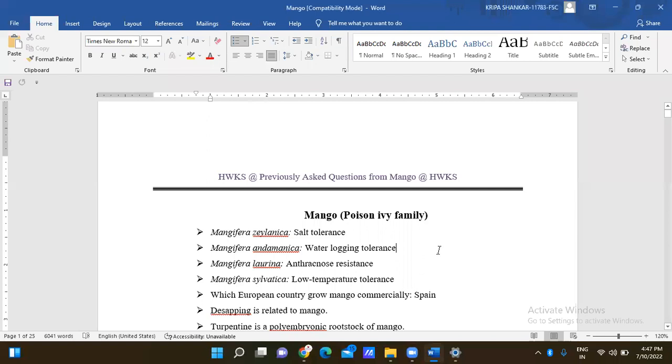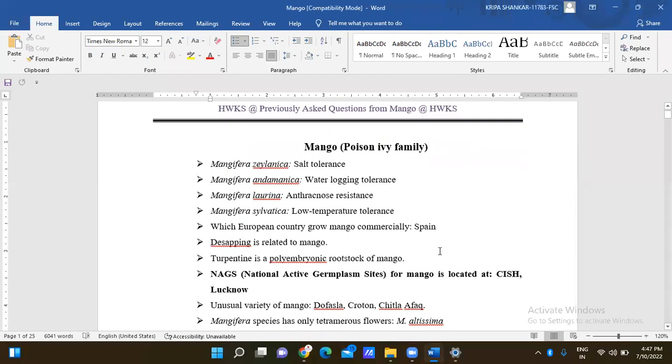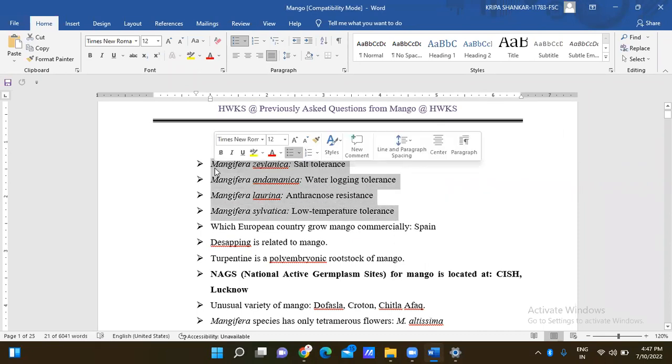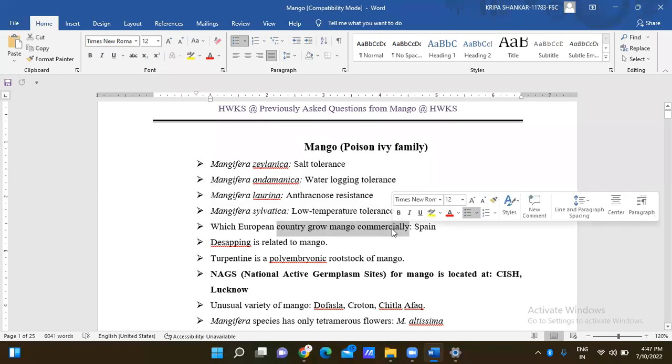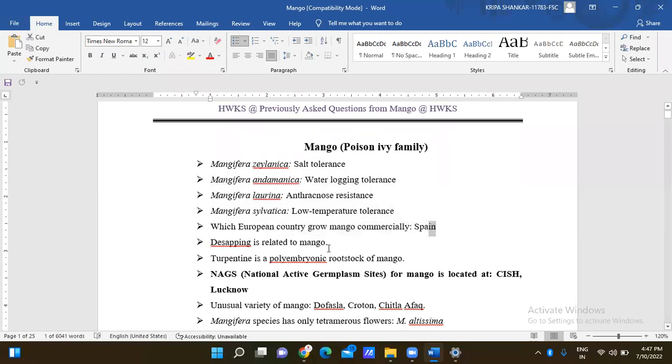Firstly, let's see what questions have already been asked on mango. These are the common topics already asked: salt tolerance, waterlogging condition, anthracnose, then low temperature tolerance. These are the very famous and most common topics on mango which they repeatedly ask. Next question is which European country grows mango commercially? That is Spain.